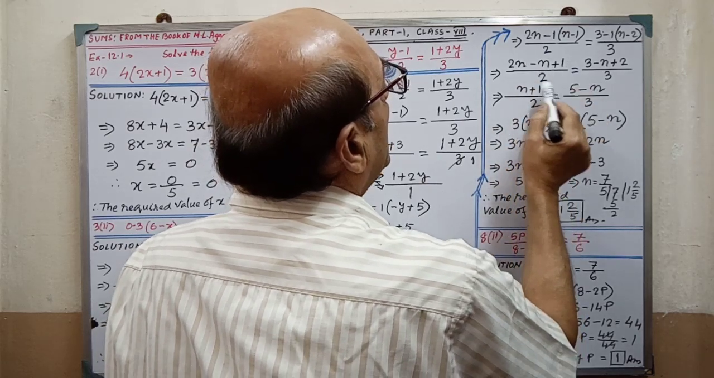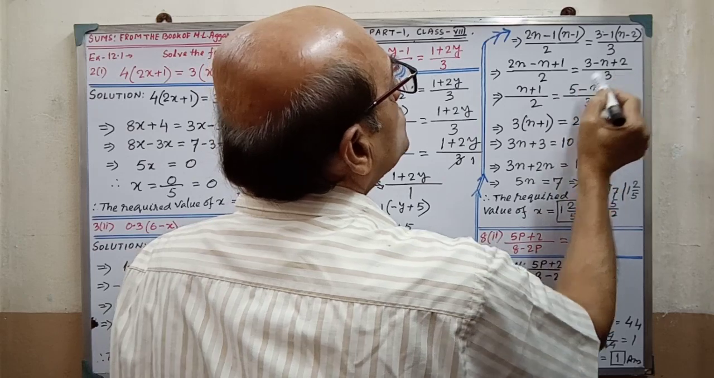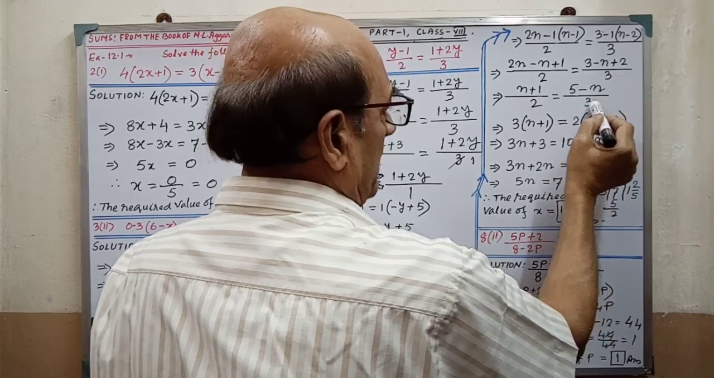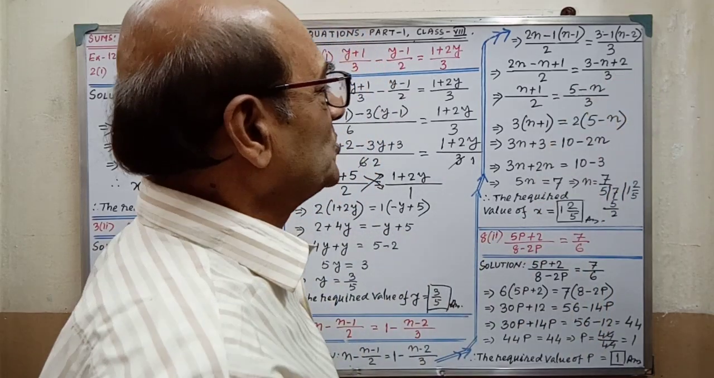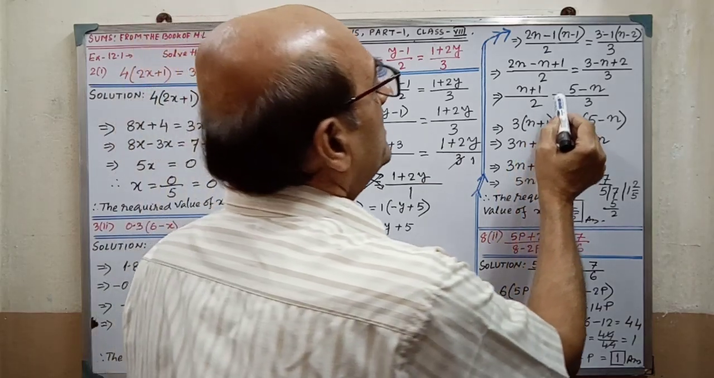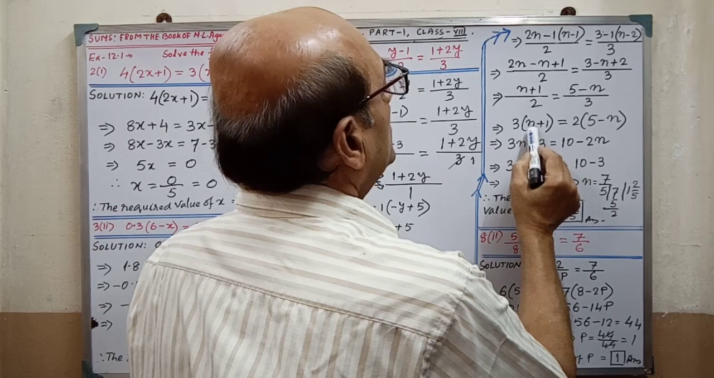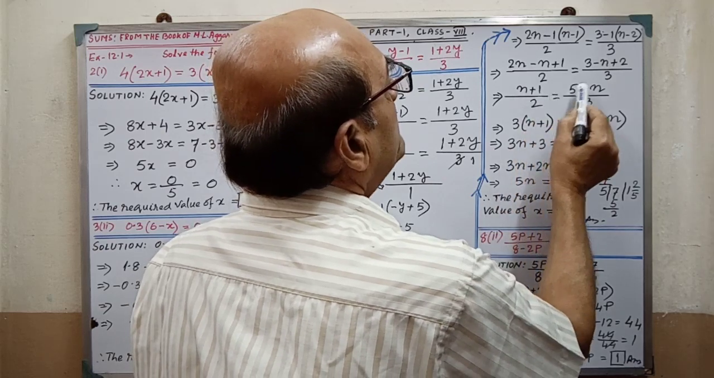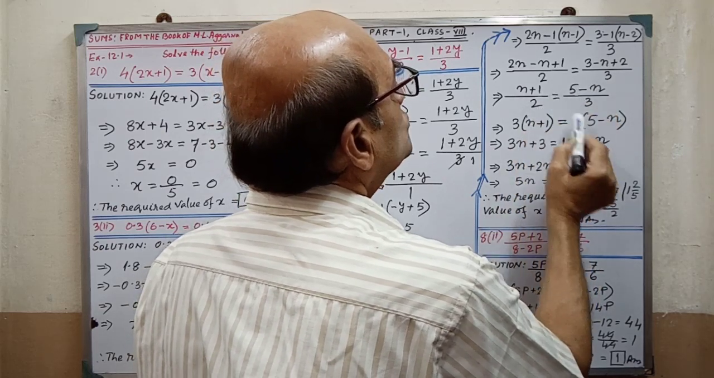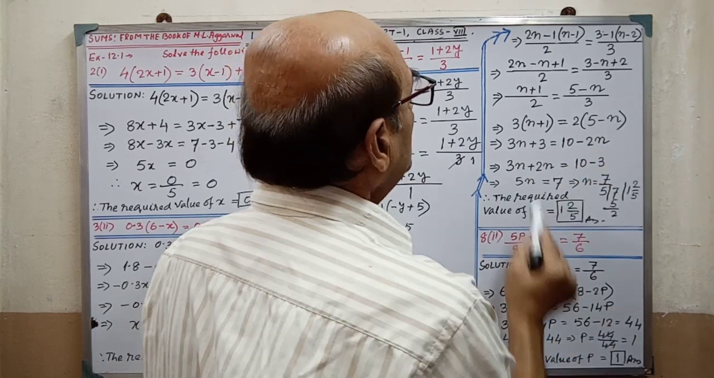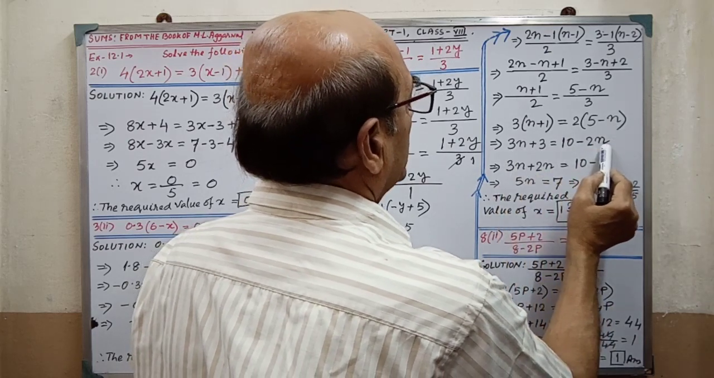This is the plus. n plus 1 by 2, 3 plus 2, that is 5, then 5 minus n by 3. Then we have to do the cross multiplication. That means this multiply by this and this multiply by this. That is 3 into n plus 1 and 5 minus n into 2. This way you have to write. Then we have to multiply. By multiplying we are getting this.